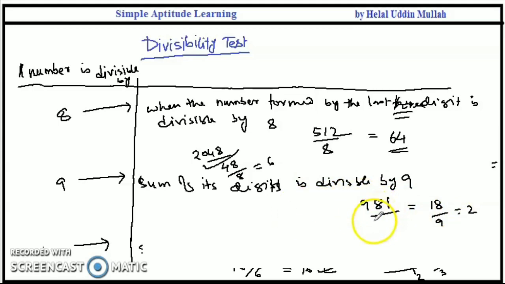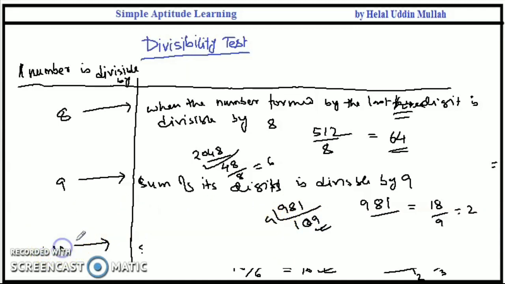Now if you directly divide 981 by 9, then 9 goes into 9 once, 18 gives 2, 0, then 81 gives 9, so 109 is the result. So 981 is divisible by 9. Directly you can say that.